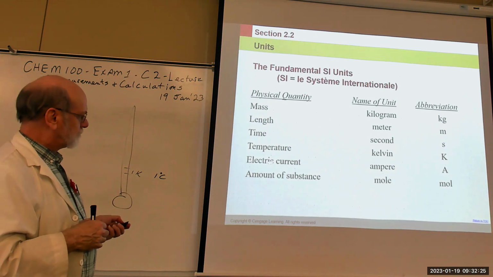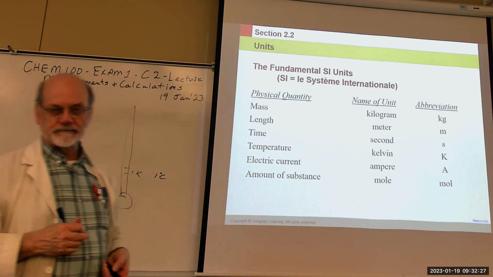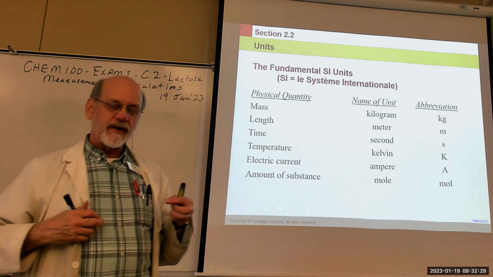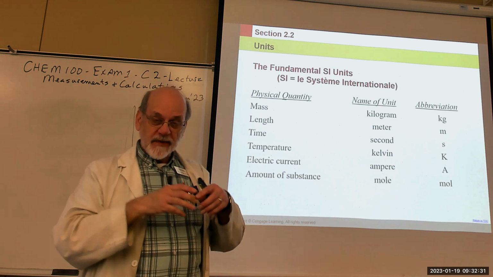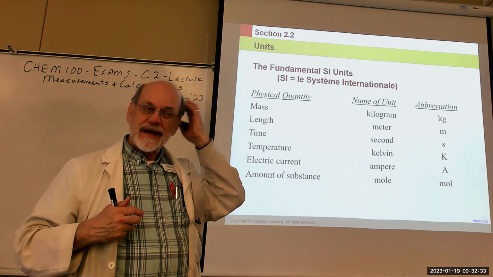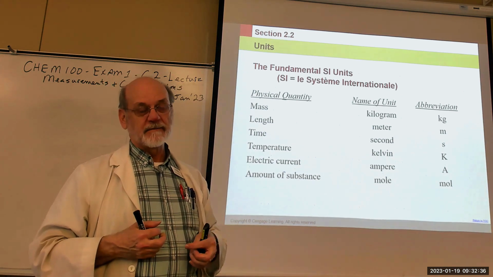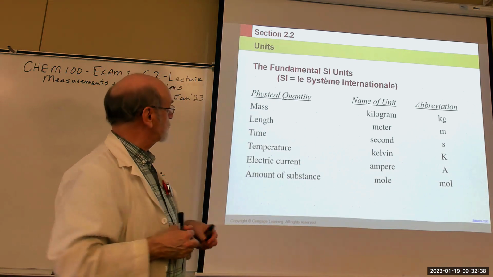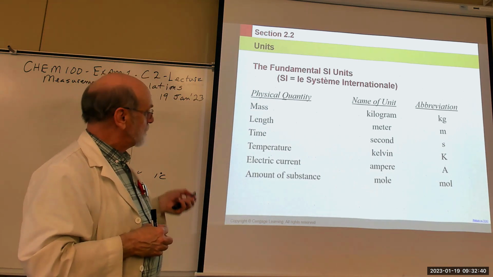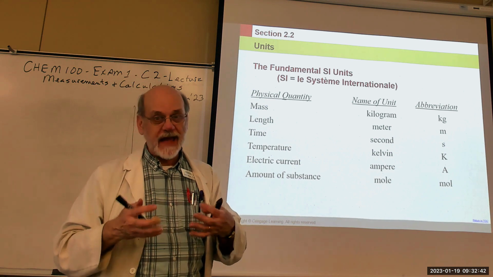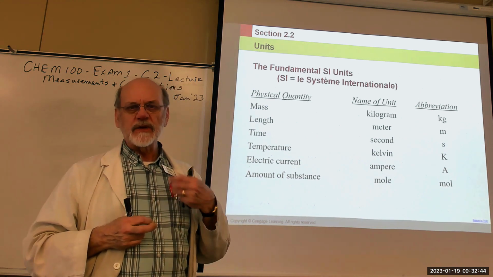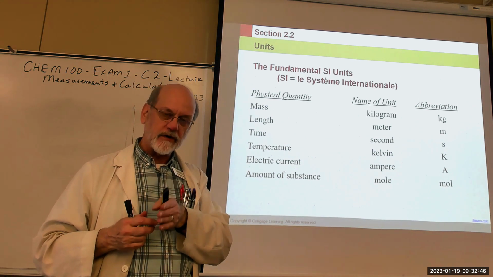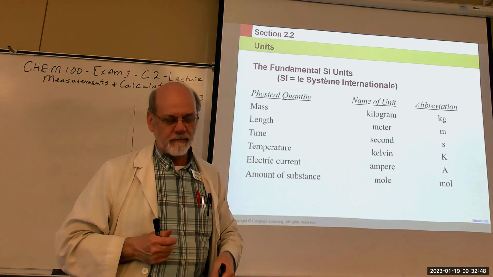Electric current is the ampere. And actually, the ampere is a derived unit, but now it's fundamental because it's been agreed upon and established. But the ampere is so many coulombs passing a point through a conductor each second.